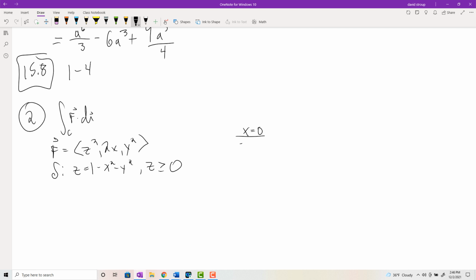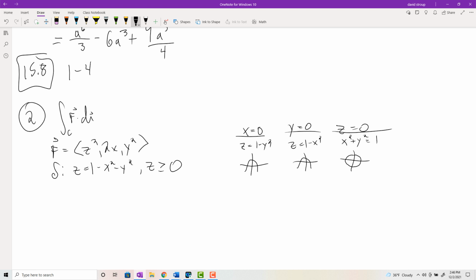So when x is 0, you get z equals 1 minus y squared, which is this. When y is 0, you get z equals 1 minus x squared, which again is this. And then when z is 0, you get a circle, x squared plus y squared equals 1. So in the xy plane, you're integrating over a circle. Okay, so I'll probably have to go polar coordinates. What else? Not much, right?